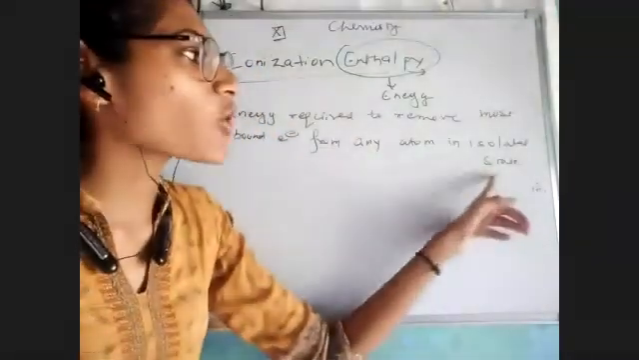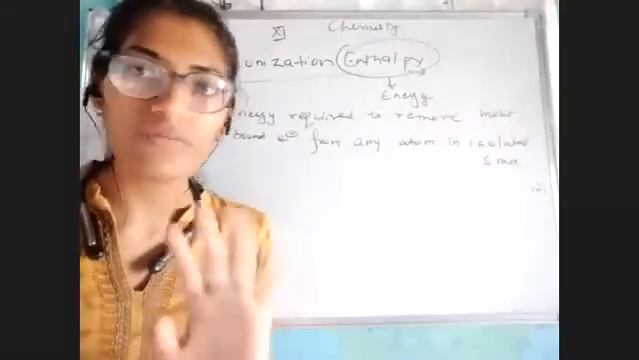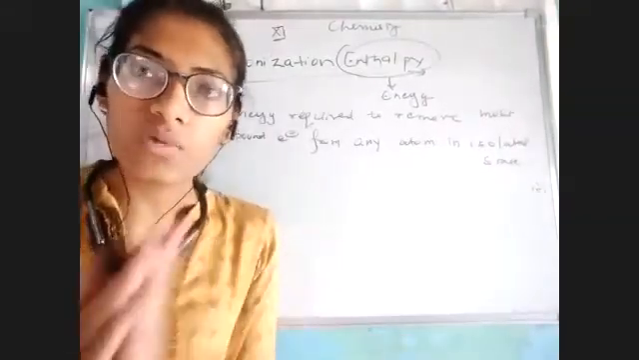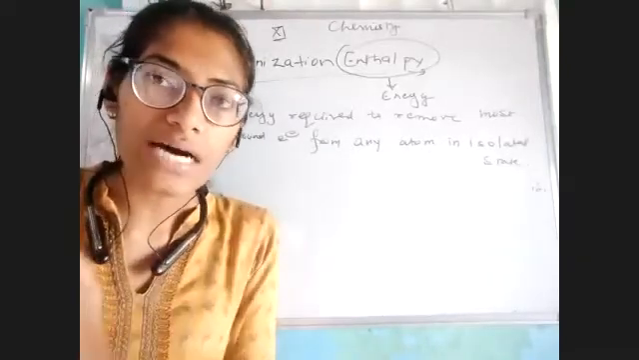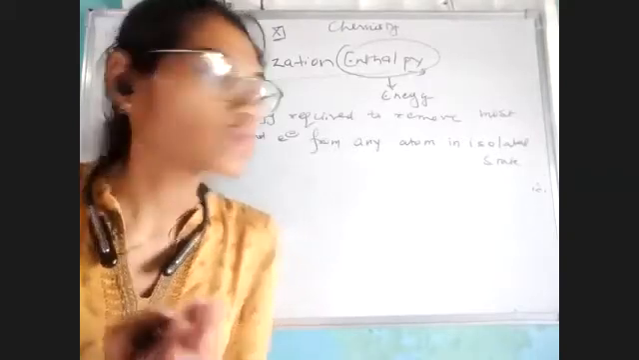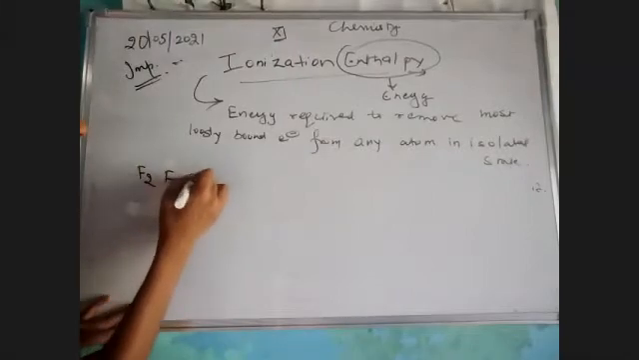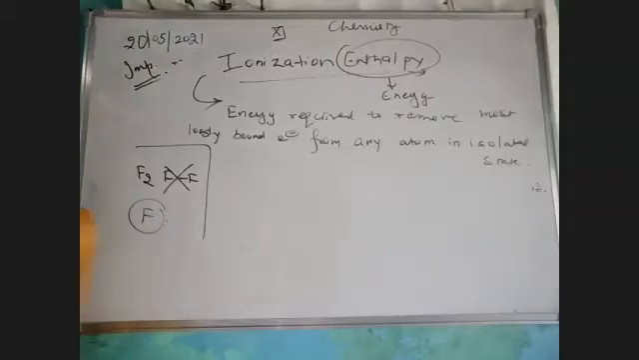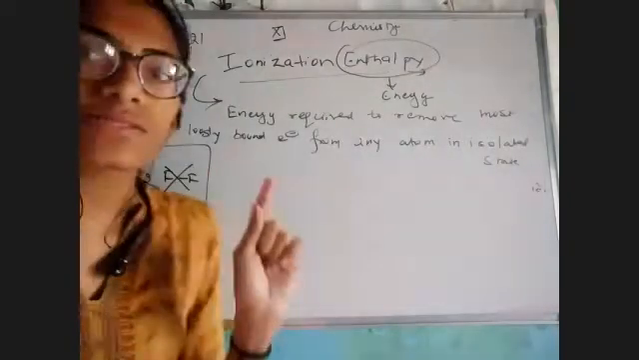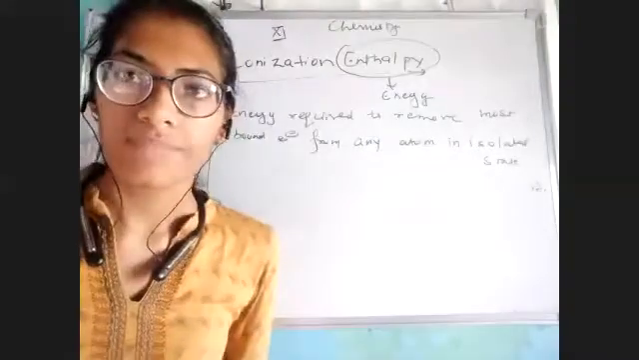Do not skip the topic isolated state. That means we have an atom which is only in a single form, it has not combined itself with any other atom. It has not bonded with another kind of atom. So that is known to be isolated state. For example, F2, fluorine, that is not isolated state, but fluorine atom, that is isolated state. Okay, so please keep that in your mind, that ionization enthalpy is only valid for the atoms which have the isolated state. Am I clear?